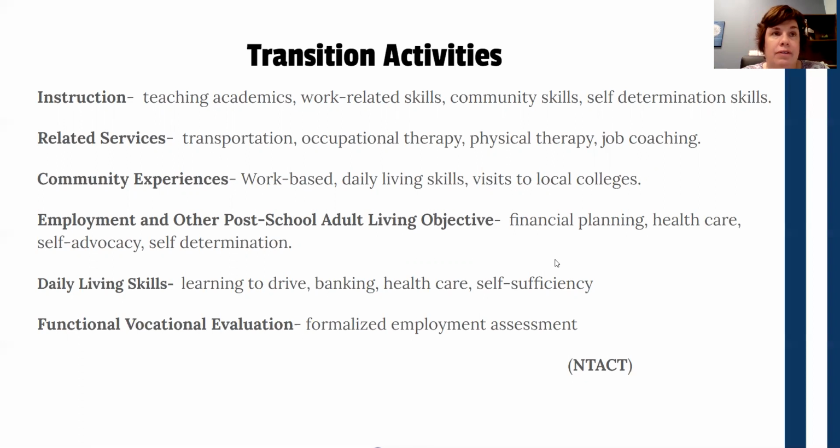So if they have taken trips to their local college, or if they have taken a visit to a residential place, or if they have visited the Social Security office, all those things need to be documented. Employment and other post-secondary adult living objectives here, we're talking about financial planning, healthcare, self-advocacy and self-determination. Daily living skills, what are they doing?